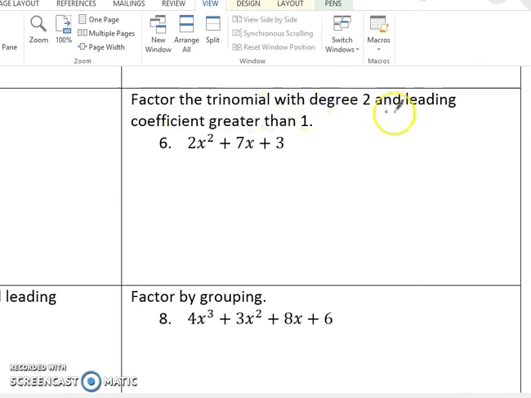Okay, so we want to factor this trinomial with degree 2 and leading coefficient greater than 1. So here we have to break apart into two binomials.